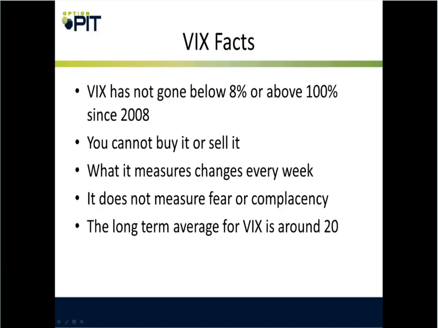It doesn't measure fear or complacency. I know that is a common CNBC-ism, where it's the fear index. Is it measuring fear or complacency? It doesn't measure either of those. But we will tell you exactly what it measures. The long-term average for VIX is around 20, but the mode for VIX is around 13.